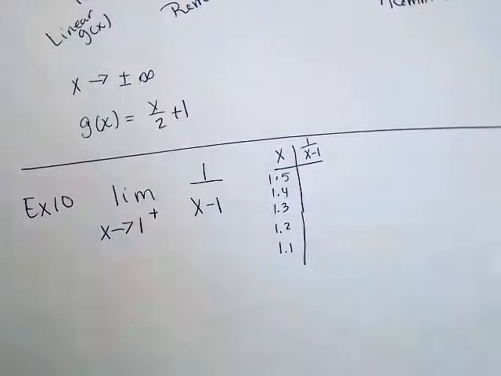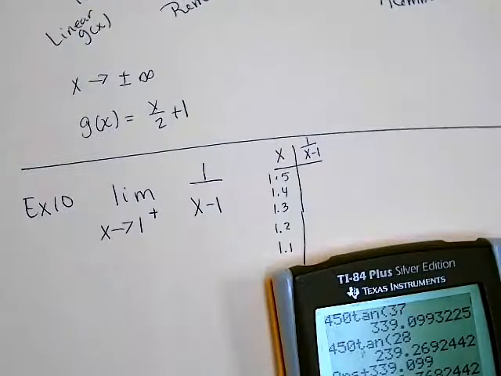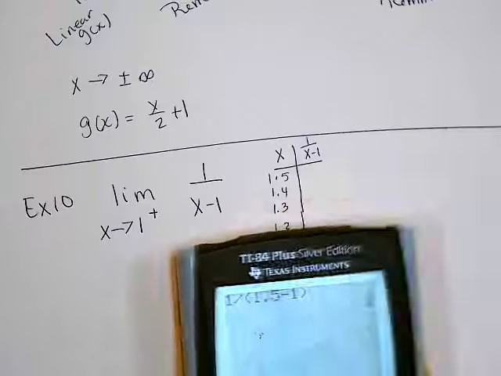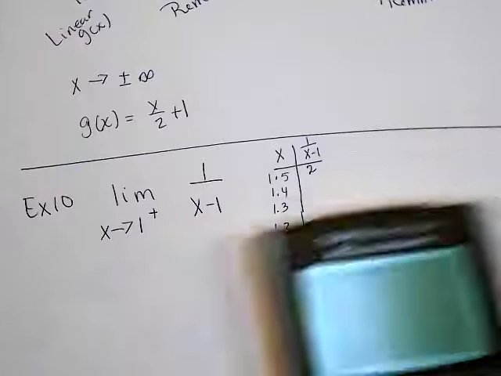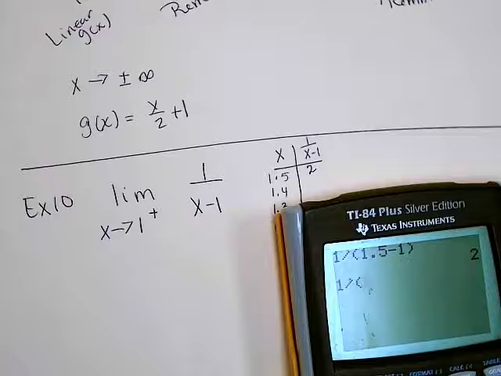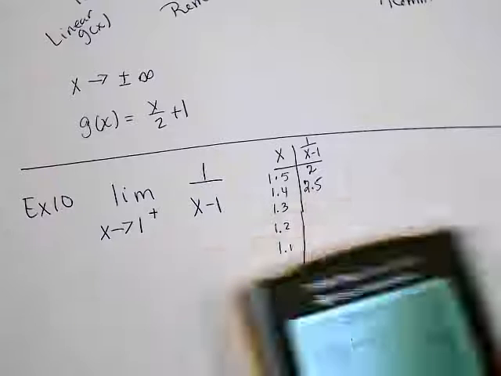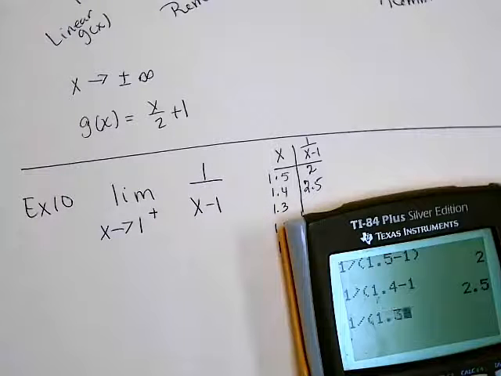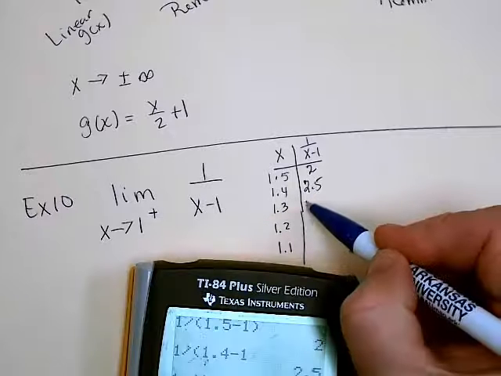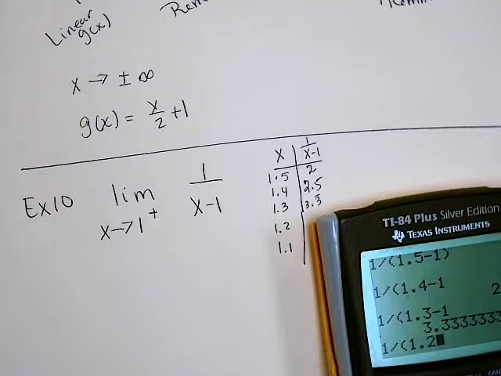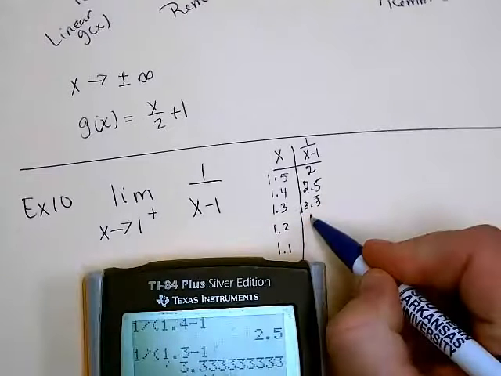So I'm going to have 1 divided by 1.5 minus 1, which is 2. 1 divided by 1.4 minus 1, which is 2.5. 1 divided by 1.3 minus 1, which is 3.3. What's happening to our numbers? 1 divided by 1.2 minus 1, which is 5.